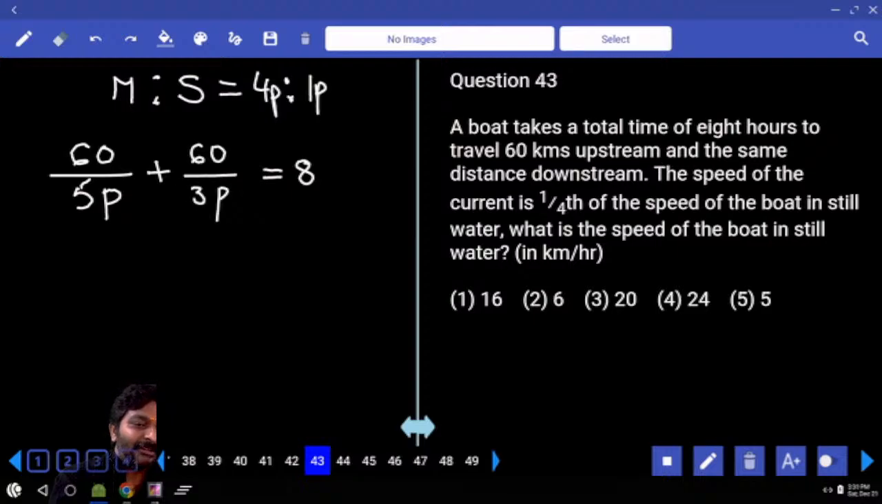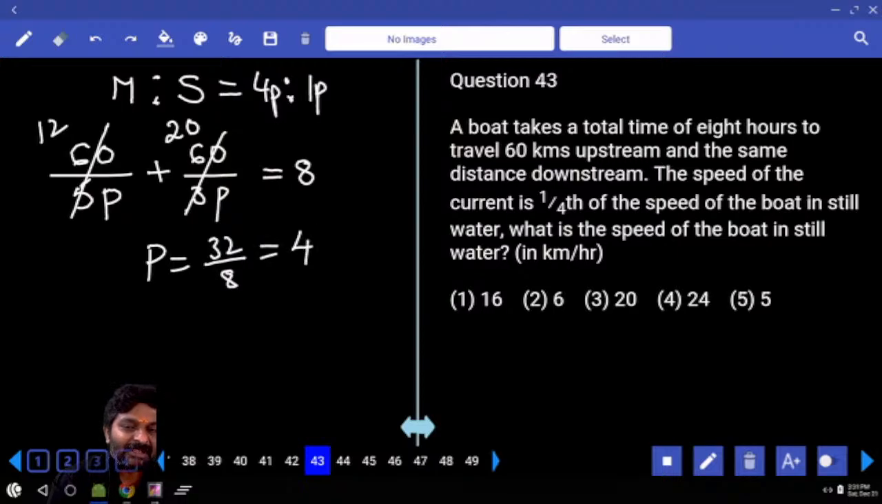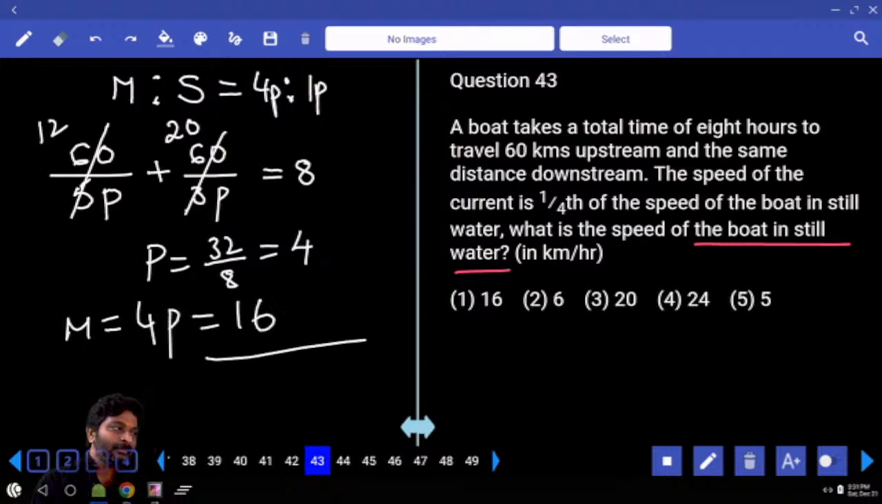3 parts. 5 12 times. 3 20 times. Denominator is same p. Numerator is 32. Is equal to 8. Then P is equal to 32 by 8, which is equal to 4. What is the speed of the boat in still water? M is equal to 4 parts. Answer 16.